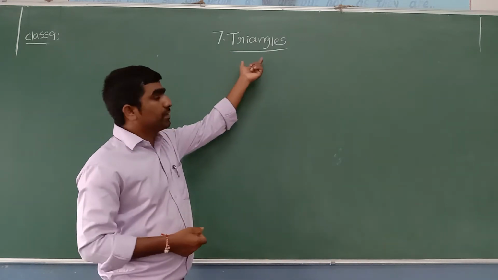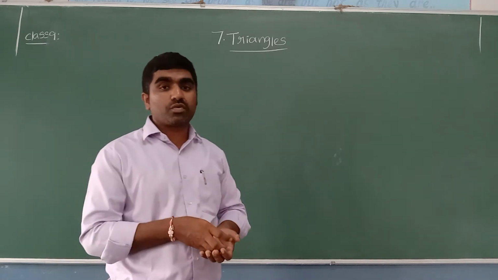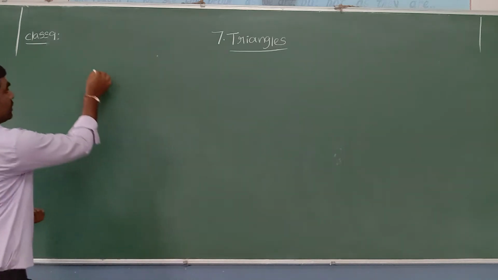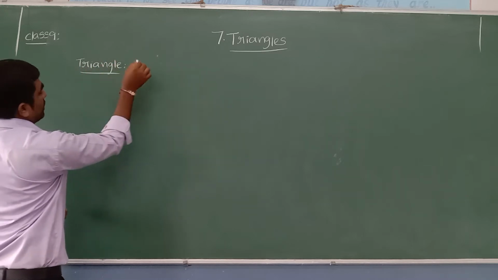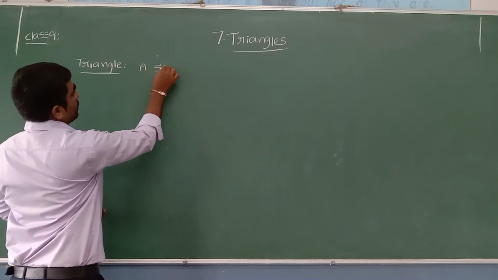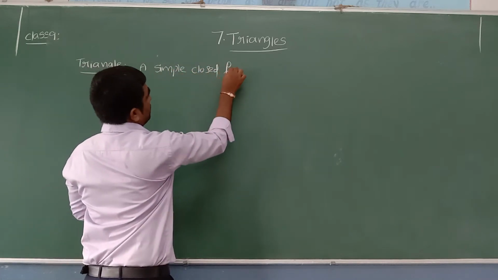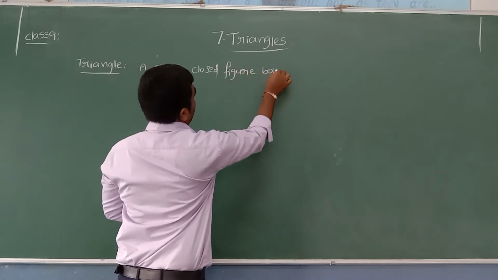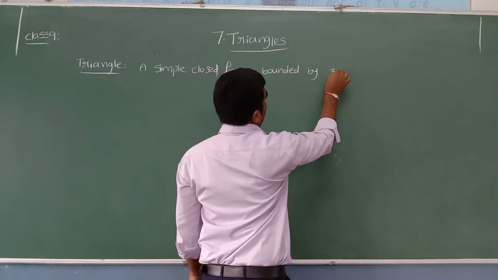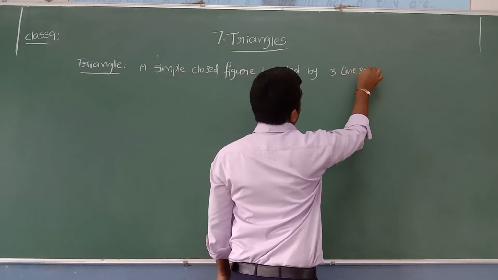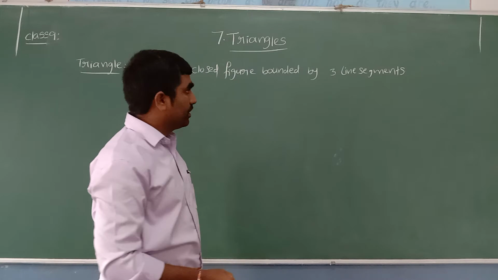Before going to that, let me recall your previous knowledge. Tell me, what is meant by a triangle? Which type of figures are we going to call triangles? A triangle is a simple closed figure bounded by three line segments. A simple closed figure which is bounded by three line segments is called a triangle.